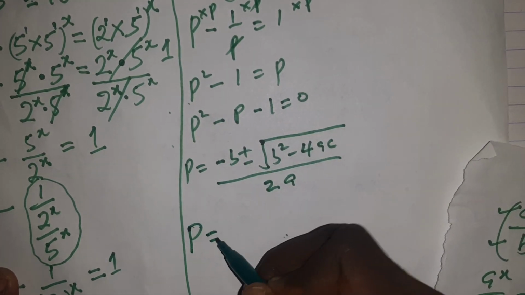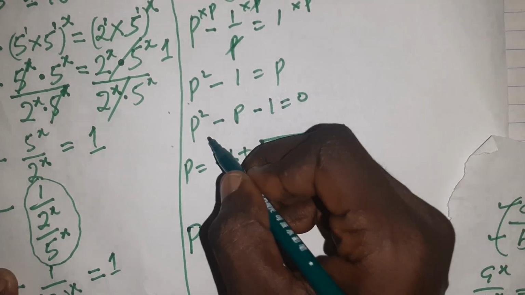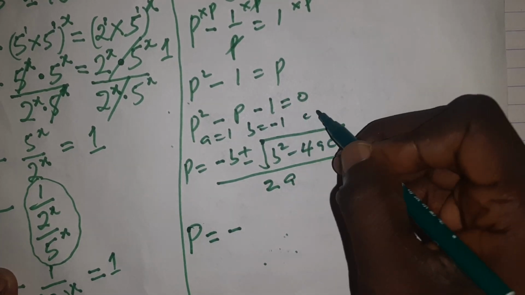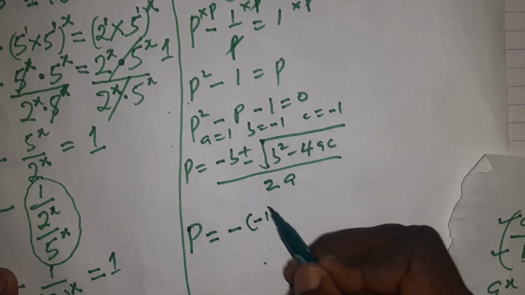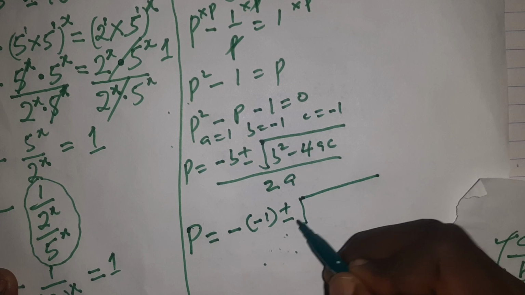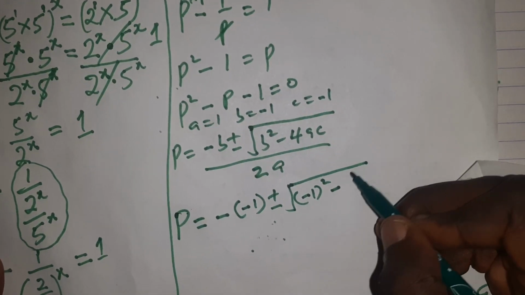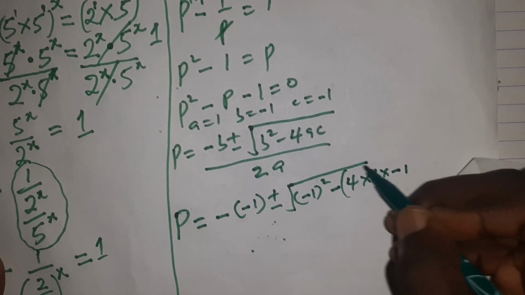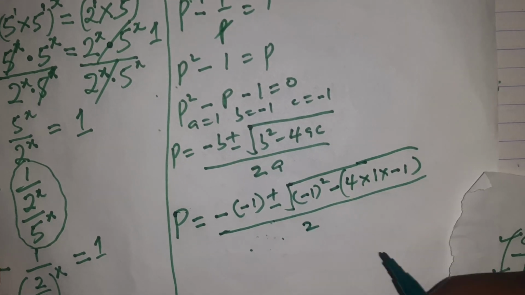So p equals minus, well, let me just write it out. a equals 1, b equals minus 1, and c equals minus 1 also. So let me just fill them in. So b is minus 1 plus or minus root, again that's minus 1 squared minus 4, let me put this one in bracket, 4 times 1 times minus 1, close the bracket, everything over 2 times 1, still 2.